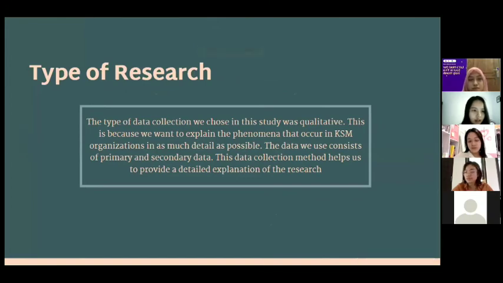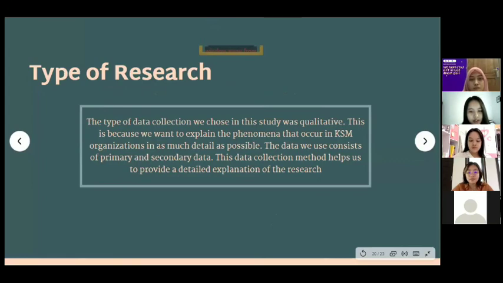And last, type of research. The type of data collection we chose in this study was qualitative. This is because we want to explain the phenomena that occur in KSM organization in as much detail as possible. The data we use consists of primary and secondary data. This data collection method helps us to provide a detailed explanation of the research.